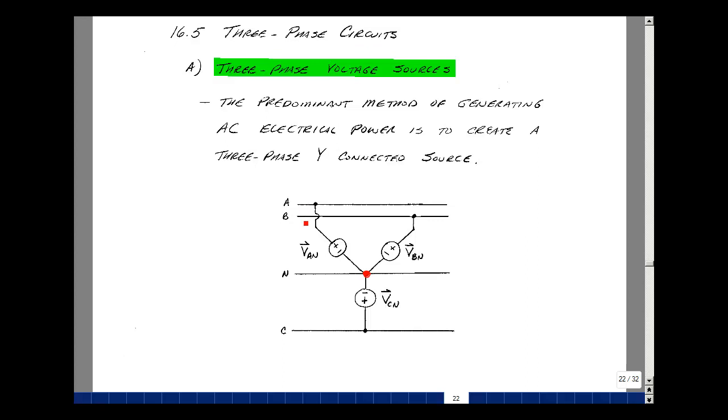Now between any two lines we can have a voltage. If we take the voltage from A to B, we call that V sub AB, from B to C, V sub BC, and then from C to A, V sub CA. Again, these are called line voltages.